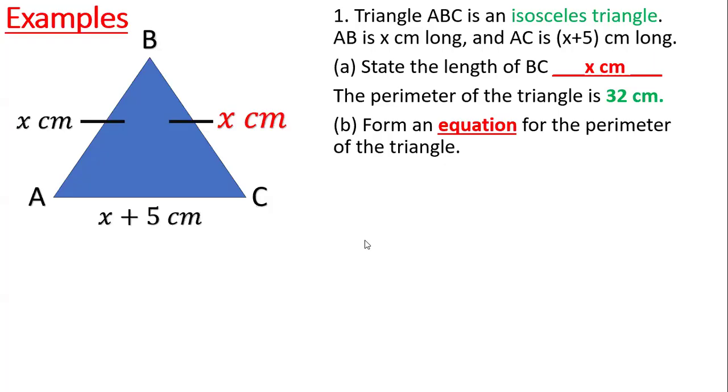Kelvin Gordon, read this. Start from the perimeter. The perimeter of the triangle is 32 centimeters. Form an equation for the perimeter of the triangle. Very good. And Kamara, read it for me as well. The perimeter of the triangle is 32 centimeters. Form an equation for the perimeter of the triangle.